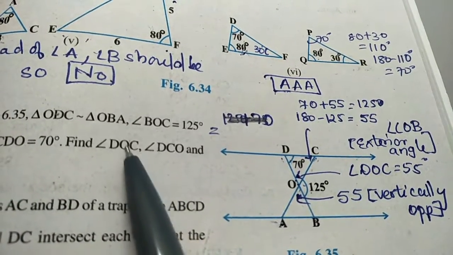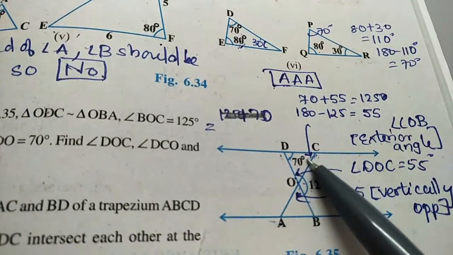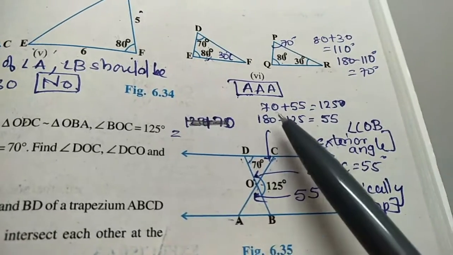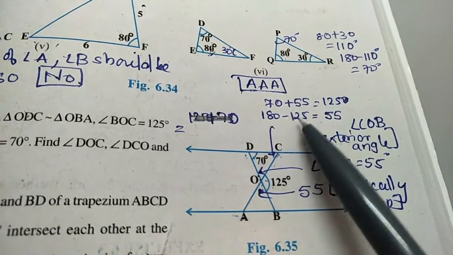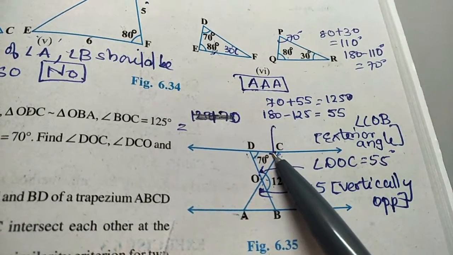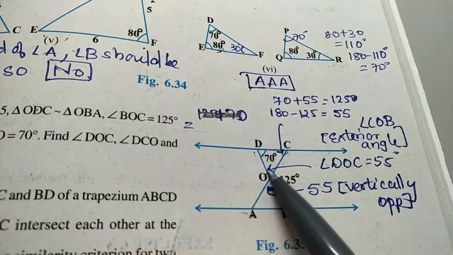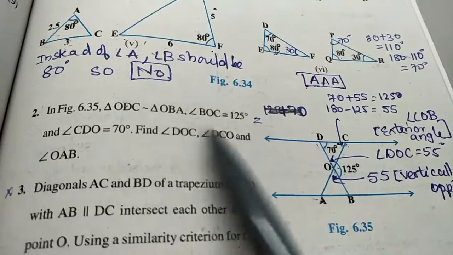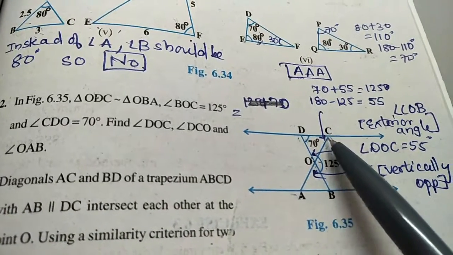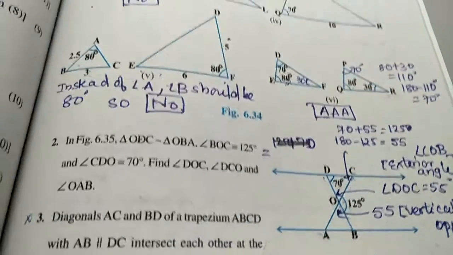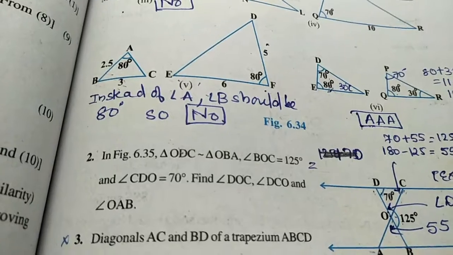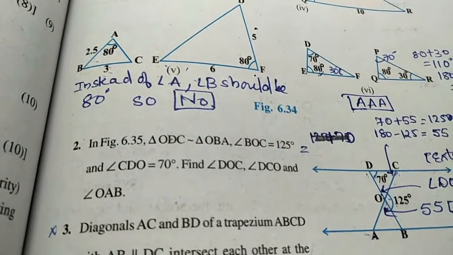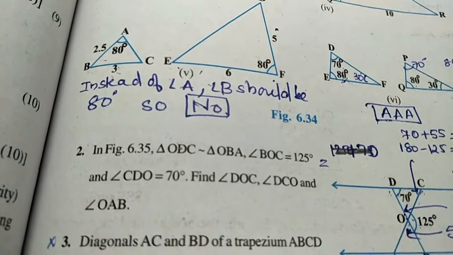So one answer we have got. Now next, this is 55, this is 70. So 125, so 180 minus 125. So this angle will be again 55. Now these two are vertically opposite angles, so this will be 55. So all three of them will be 55. This angle and this angle will be 55. All other questions from this exercise are cancelled, so no need to do them. Okay, thank you.